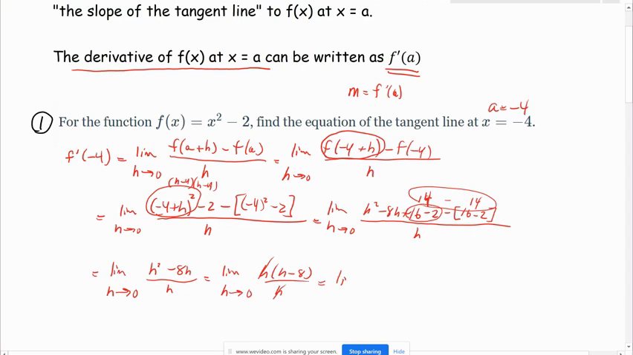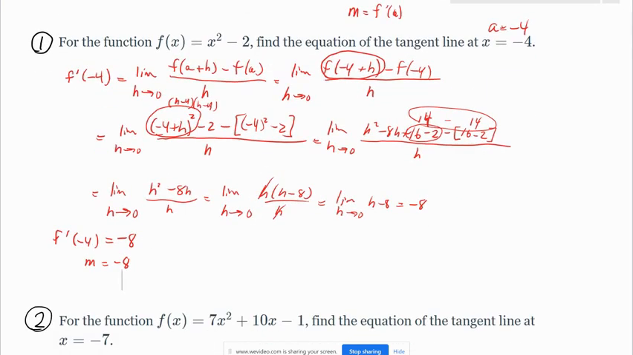Now I have the limit as h approaches 0 of h minus 8, and that answer is -8. So that is our slope at -4. Remember, we're saying f prime of -4 equals -8. That means the slope of our tangent line is -8.